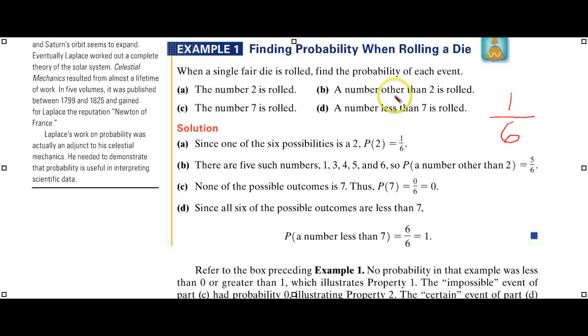Now, a number other than 6, that would be 5 out of 6. That the number 7 is rolled. Well, there is no 7, so the probability is 0. A number less than 7 is rolled. Well, it's going to be 6 out of 6, because every number on the die is less than 7, and there are 6 sides, so it'll be 6 out of 6, or 1. And that's what we see here illustrated.